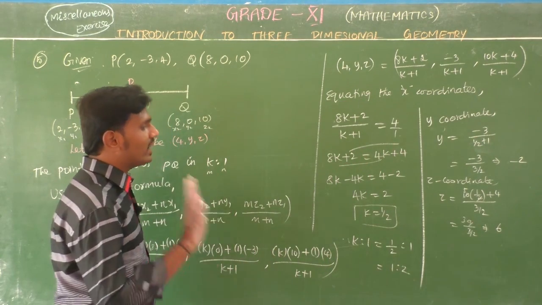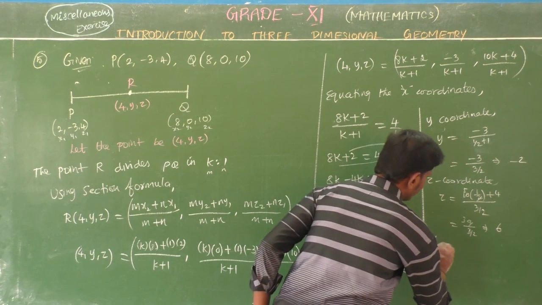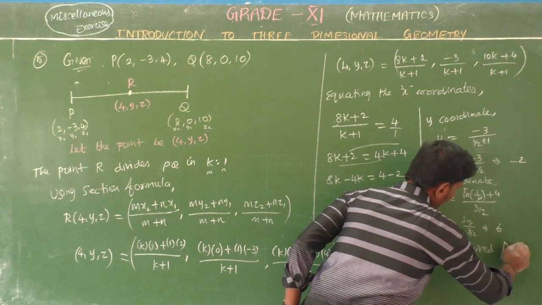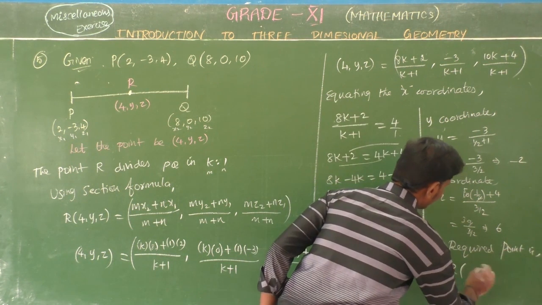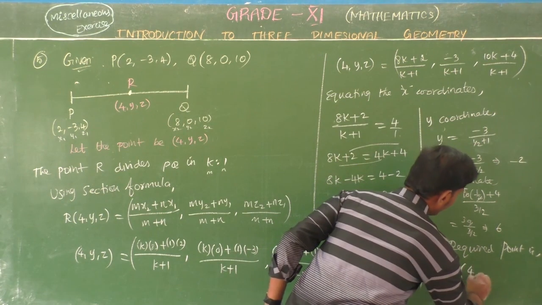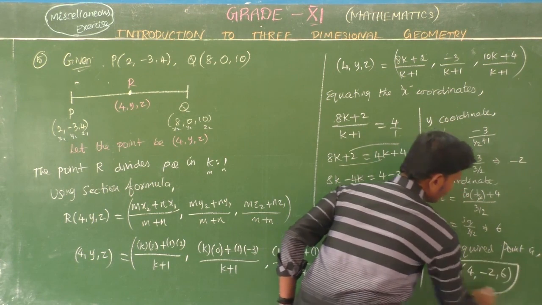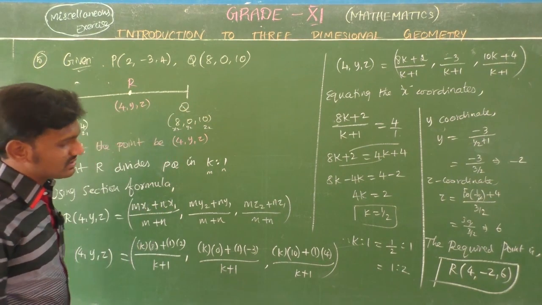So finally the point R is the required point. The x coordinate is 4, the y coordinate is minus 2, and the z coordinate is 6. So the point R is (4, minus 2, 6).